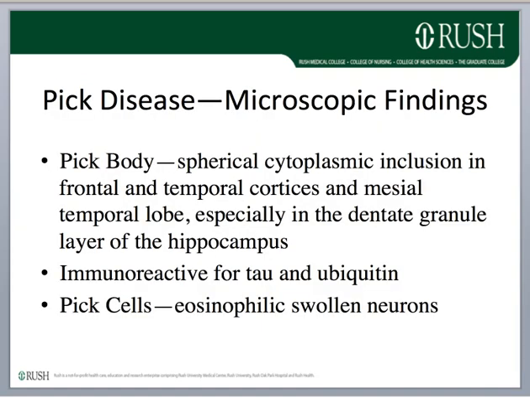To repeat, the essential finding in Pick disease is the Pick body. This spherical cytoplasmic inclusion is found in neurons in the frontal and temporal cortices and also in the mesial temporal lobe structures, especially in the dentate granular layer of the hippocampus. These are argyrophilic, or silver-loving, and immunoreactive for proteins tau and ubiquitin. Pick cells are another feature, which are essentially surviving eosinophilic swollen neurons.